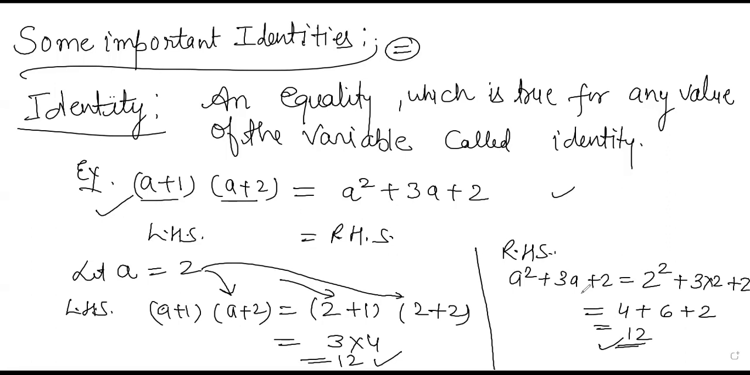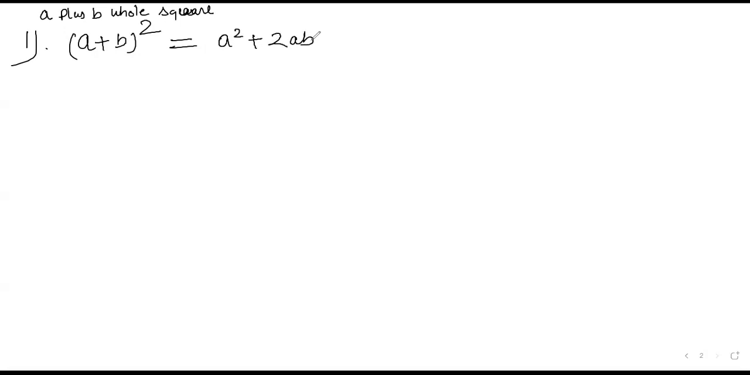So I am giving you some important identities. This is the topic. Let us write some important identities. First one: a plus b whole square. Please keep this in mind. I am reading this as a plus b whole square. What is the formula, what is the identity? a square plus 2ab plus b square.